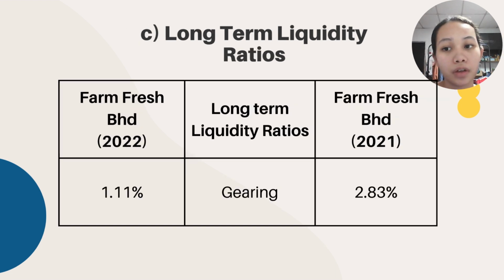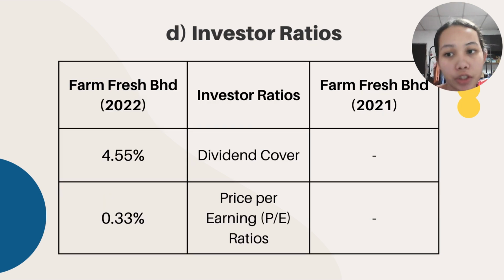The element ratio for long-term liquidity is gearing. If we compare these 2 years, it shows the gearing ratio in 2021 is greater than 2022. The greater the gearing, the greater the risk that little will be available to distribute by way of dividend to the ordinary shareholders. Next, for investor ratio, the element ratios suitable for Farmfresh Berhad are dividend cover and price earning ratio, which only 2022 has all the data needed for calculating these ratios.